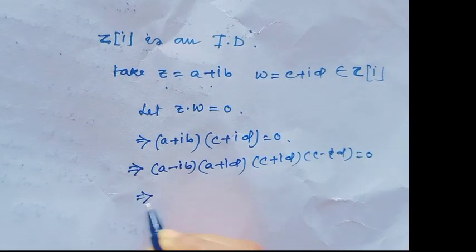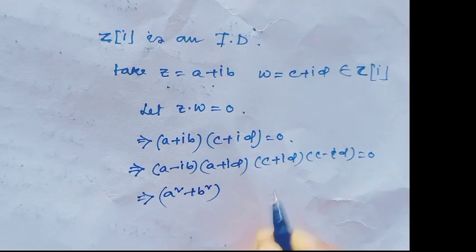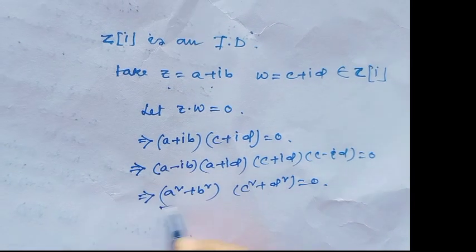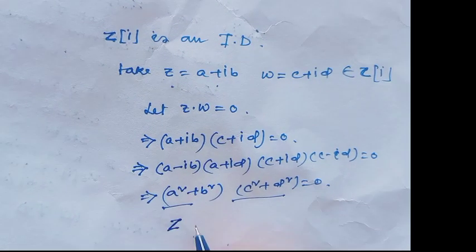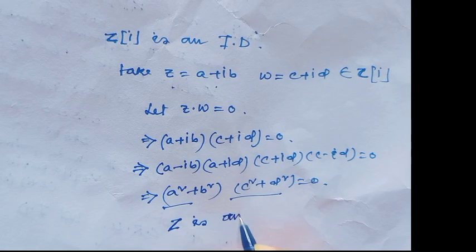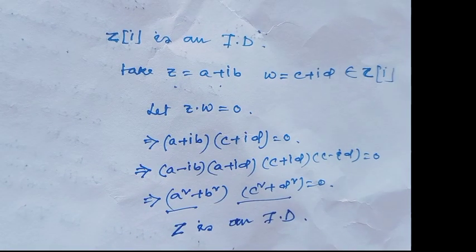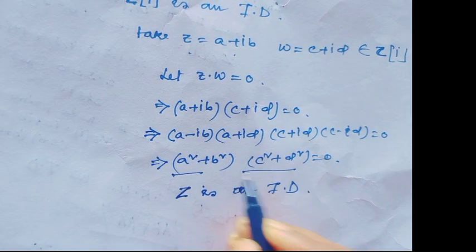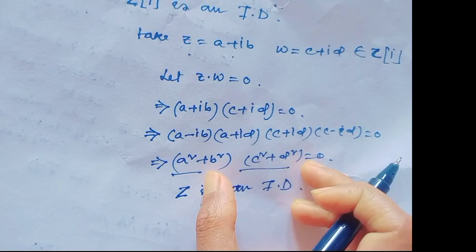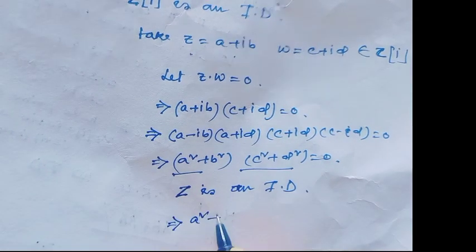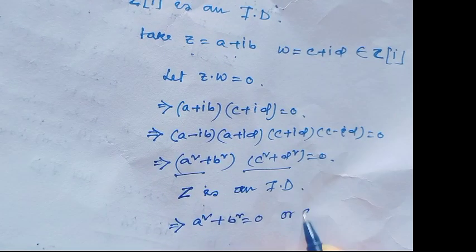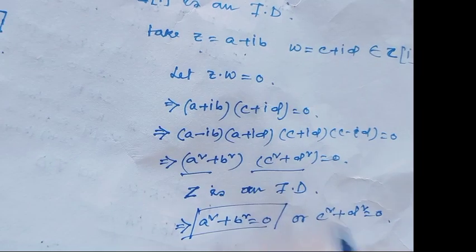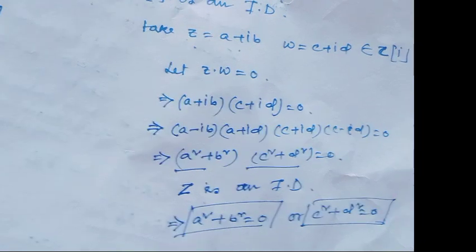That implies (a square plus b square)(c square plus d square) equals 0. And since these are integers, and we all know Z is an integral domain, obviously Z contains no divisor of 0. That means the product of these two numbers, a square plus b square and c square plus d square, is equal to 0. That means either a square plus b square equals 0 or c square plus d square equals 0. Okay, have you understood this?